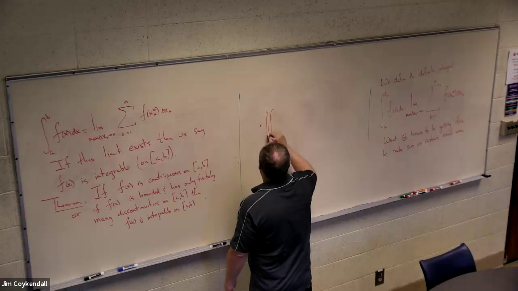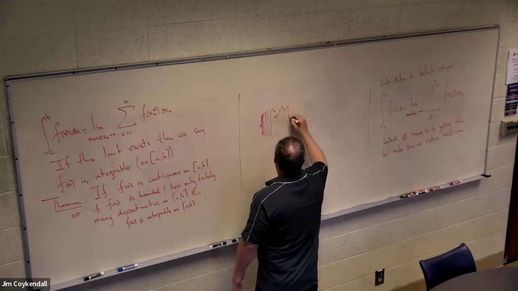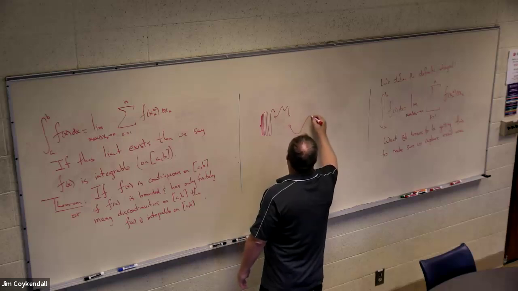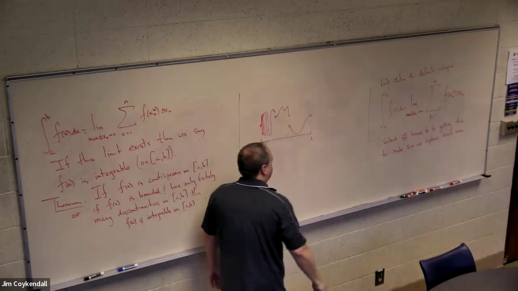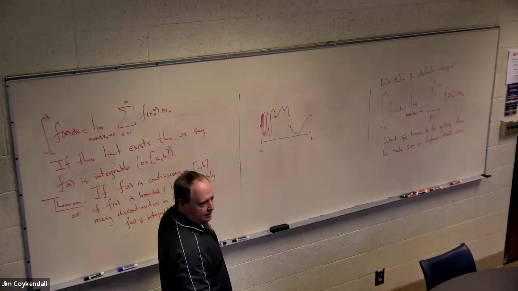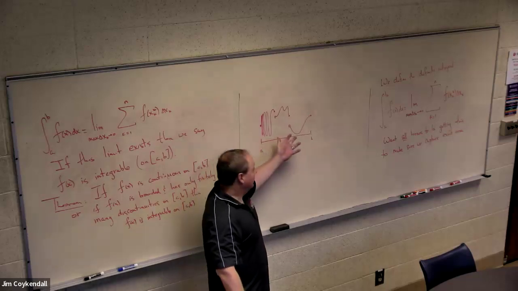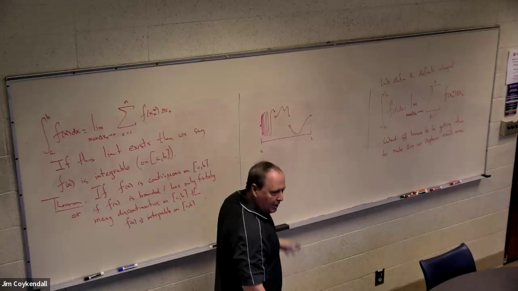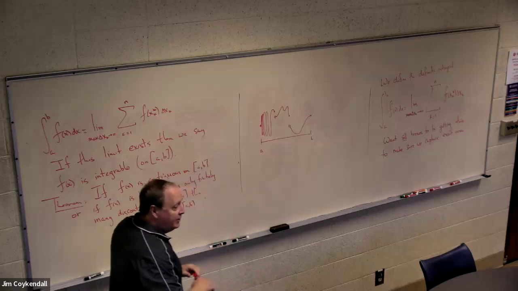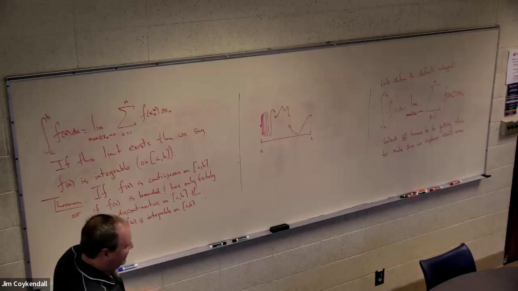So for example, a function looks like this. That function is integrable. It's not differentiable, but it's integrable. It's not even continuous, right? It's not continuous at a, it's not continuous at this point, but it's integrable. So it's much easier for a function to be integrable than it is to be differentiable or even continuous.